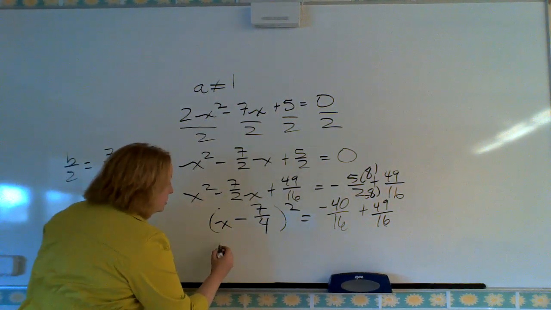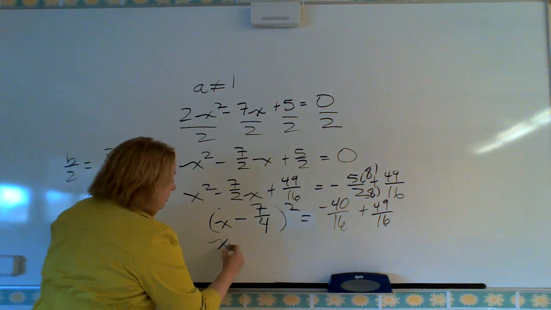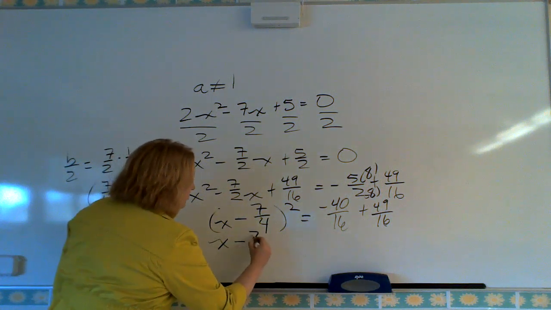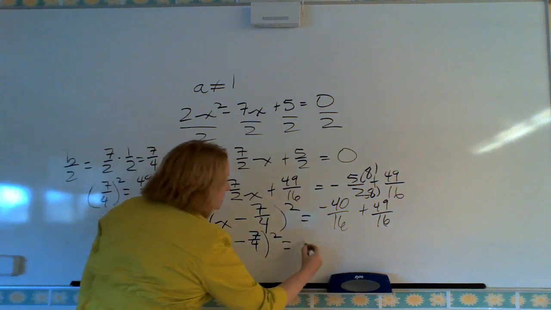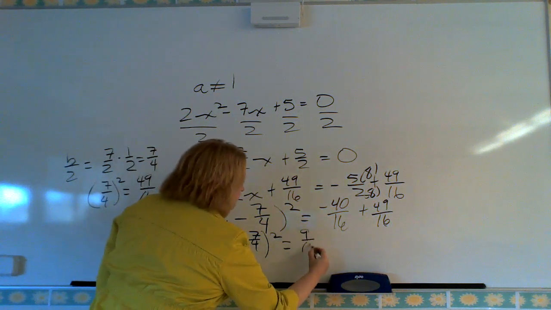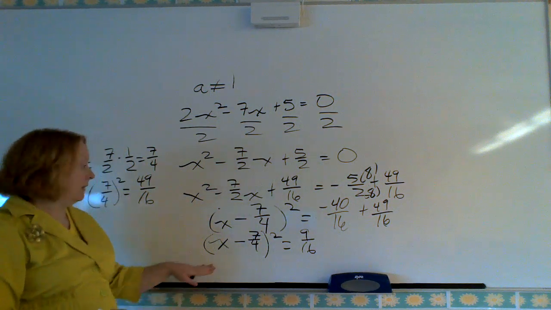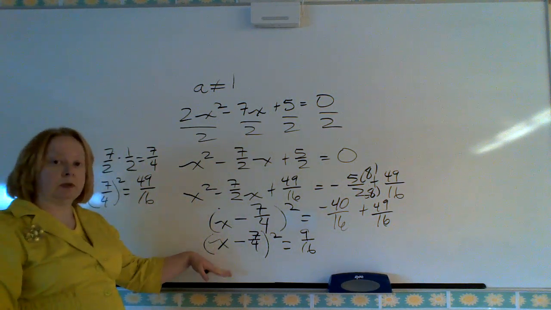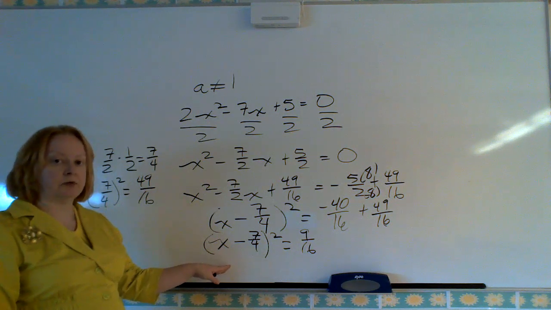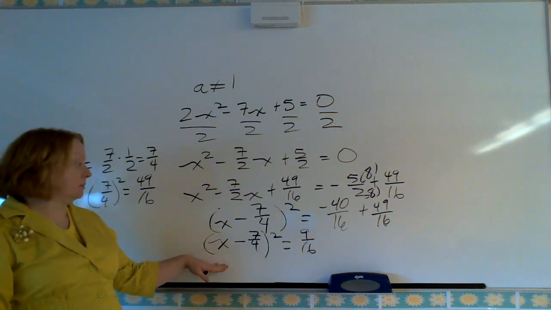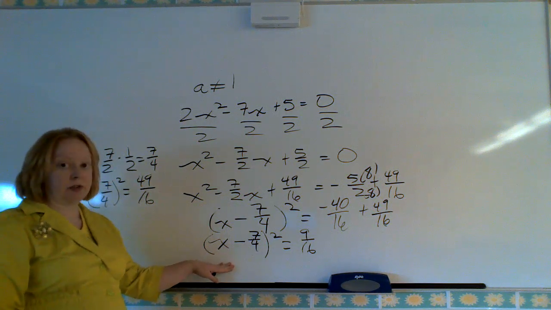Okay, so we get down to x minus 7/4 quantity squared equals 9 over 16. Okay, and then I'm going to take this now, and I'm going to square root both sides. I'm going to find the answer. Okay, so we're going to move on to the next step. So I'm just going to recopy this so you can see it.